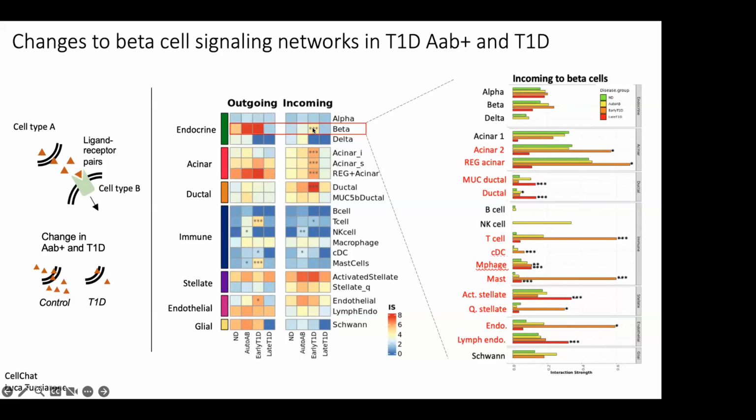So for example, beta cells have increased incoming signal in early T1D, SNR, and some other cell types as well, whereas outgoing signals are most prominent from immune cells and several other cell types. And if we then take beta cells and ask which cell types are specifically signaling to beta cells, we find evidence for a large number of cell types that have changes in their predicted signaling incoming to beta cells that change in the progression to type 1 diabetes.